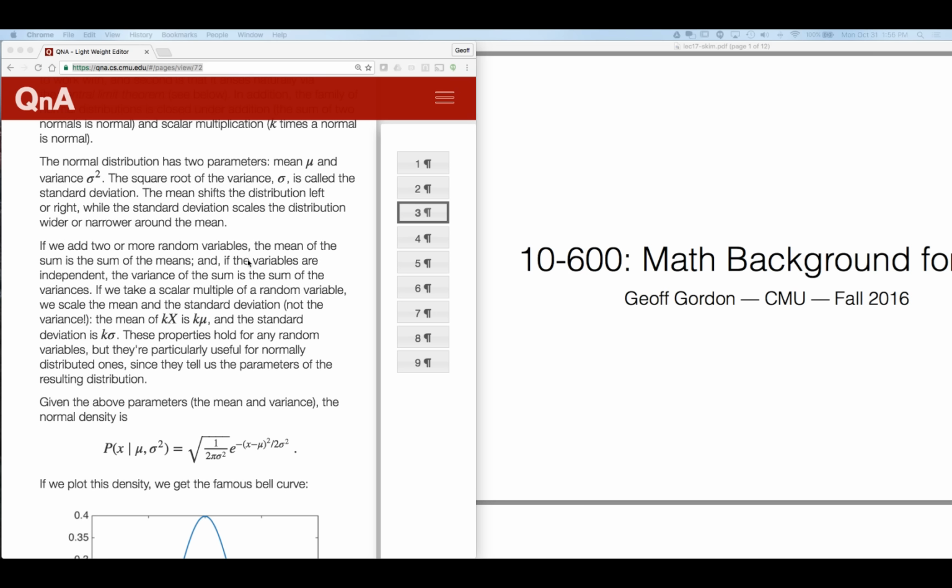When you're adding them together, you also need to know how the variance transforms. As long as the variables are independent, the variance of the sum is the sum of the variances. So when you add them together, the means sum and the variances sum. And then the other transformation is scalar multiple, and that will scale the mean and the standard deviation. So the mean of kX is k times mu, and the standard deviation of kX is k times sigma. Right? And that means that the variance is k squared sigma squared.